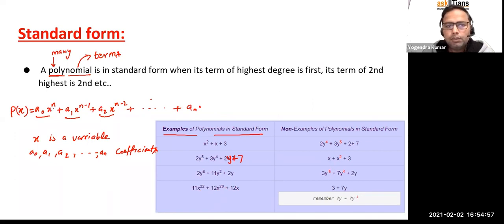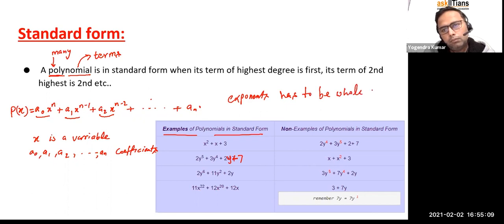You have to remember that the exponents in a polynomial are supposed to be whole numbers. If it is not a whole number, meaning it is a negative number or a fractional number, then we cannot call it a polynomial. Exponents have to be whole numbers, so this point you need to remember. These are the examples.